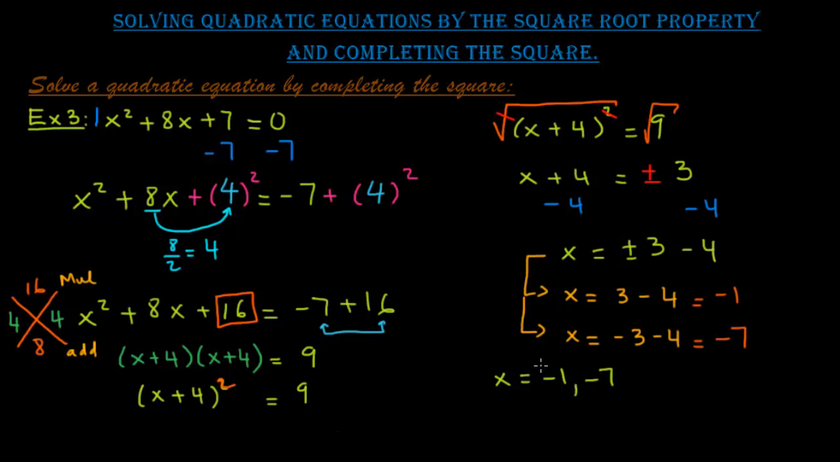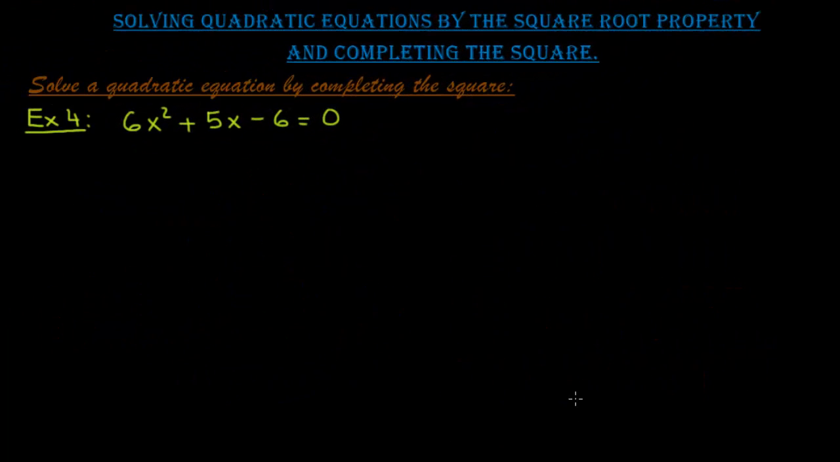If you want, you can put them in braces, which tells me the solution set: x is negative 1 and negative 7. Now let's go over one more example to make sure we understand how to solve a quadratic equation by completing the square. But this time I make the problem a little bit more challenging. I put in a leading coefficient for our quadratic equation. So we have 6x squared plus 5x minus 6 equal to 0.